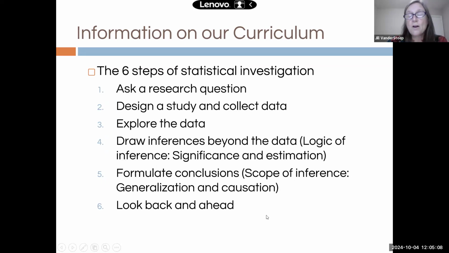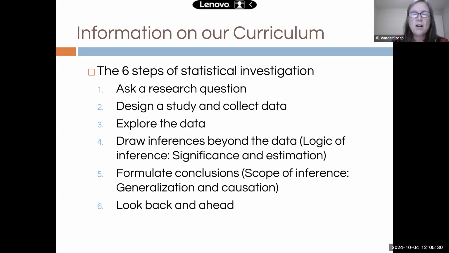The 6 steps are really just the 6 steps of the scientific method. We ask a research question, design a study, and collect data to answer that question. We explore the data we've gathered. We draw inferences beyond that data. This is what we call the logic of inference, and incorporates the 2 pillars of significance and estimation.